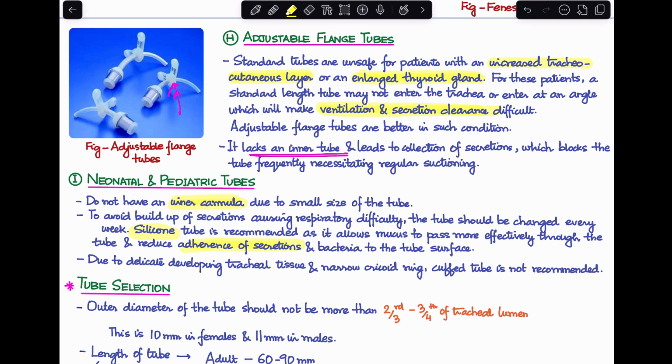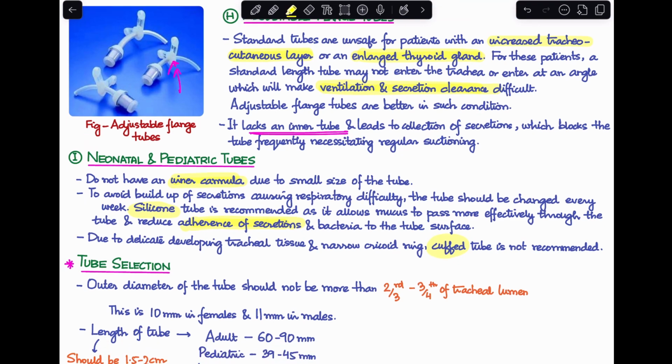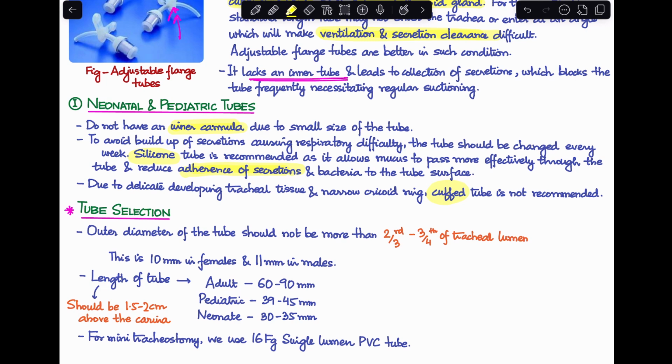Because the neonates and pediatric age group have developing tracheal tissue, which is very delicate, and also a narrow cricoid ring, we will not prefer to use cuffed tubes in them. Uncuffed tubes are preferred in the case of neonates and pediatric age group. So that finishes our discussion on all the different types of tracheostomy tubes. Lastly, a little bit about tube selection, about the size of the tube.